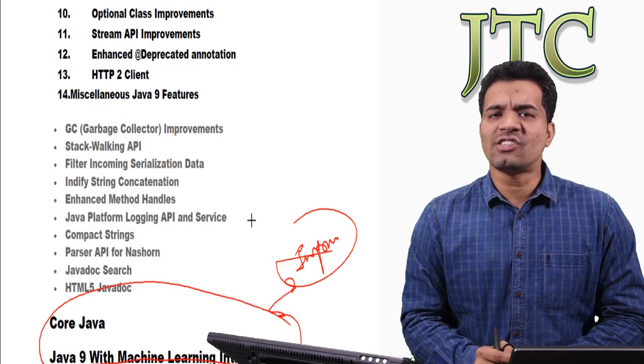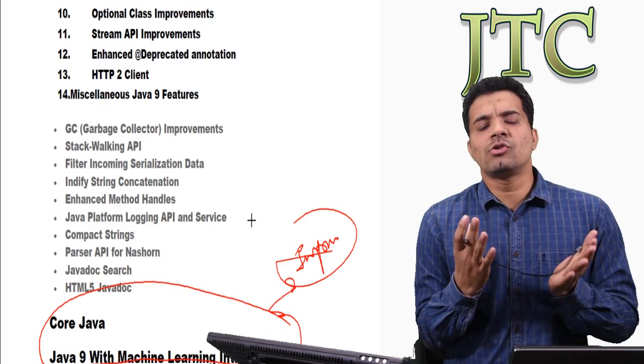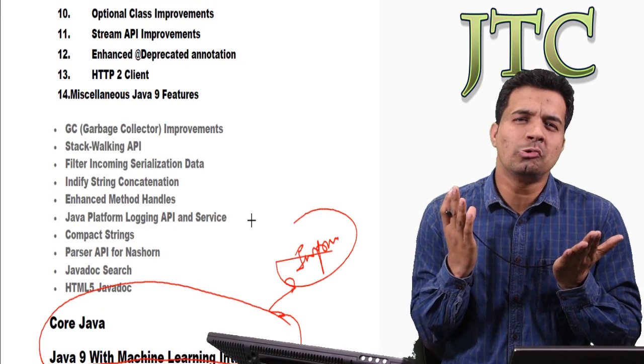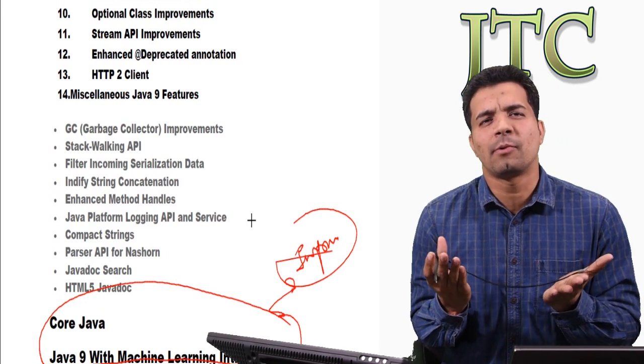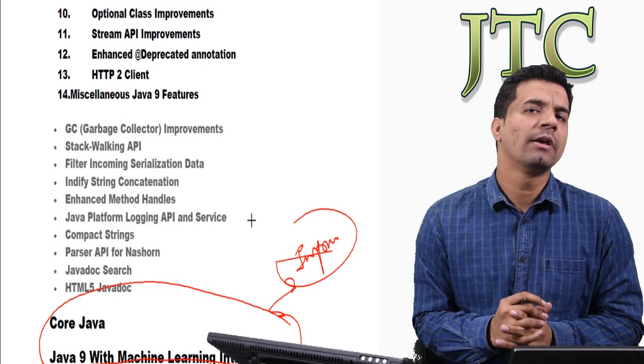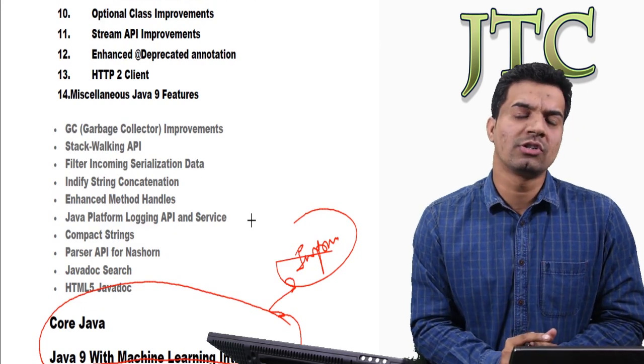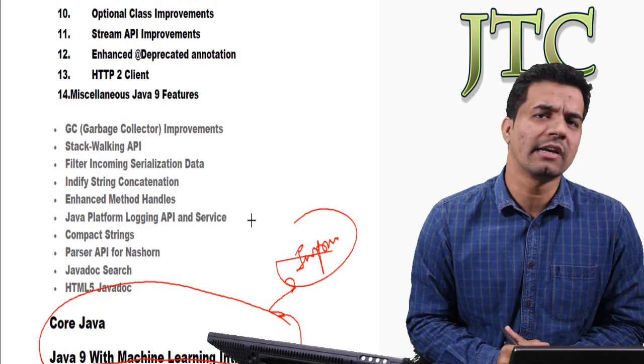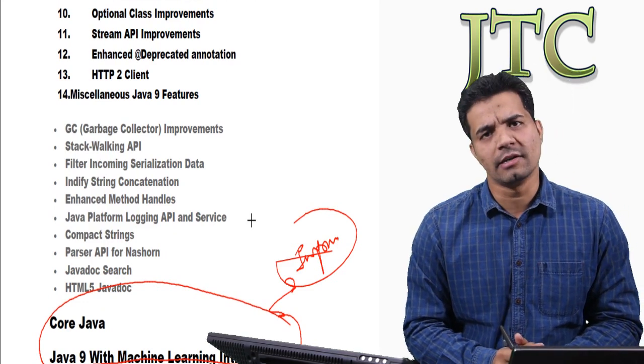Now, how much total time is this course going to take? It will take approximately 2.5 months for completing core Java. Approximately 2.5 months to 3 months it can take to complete it.